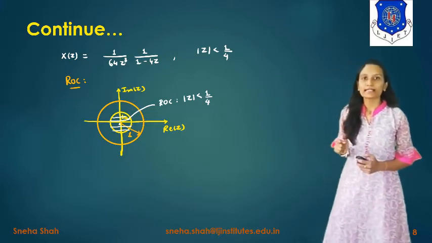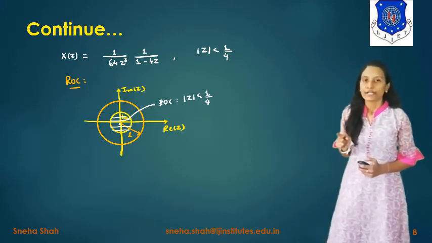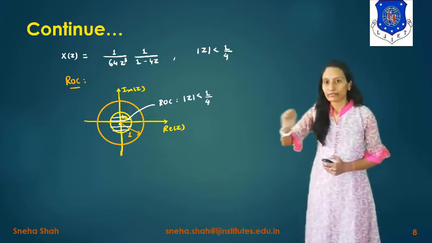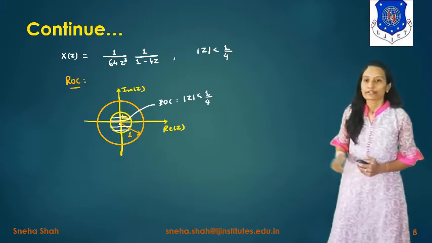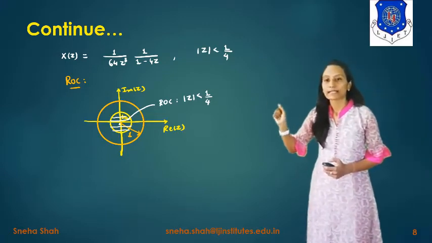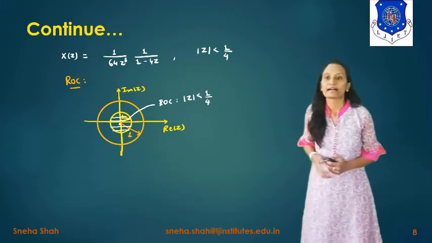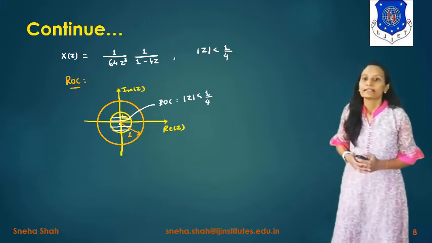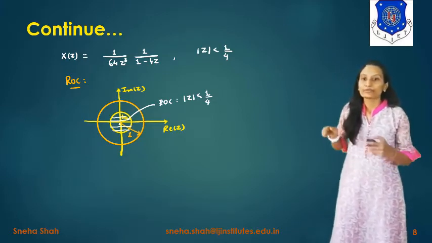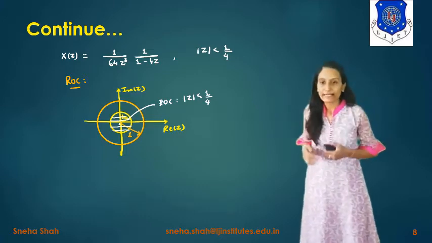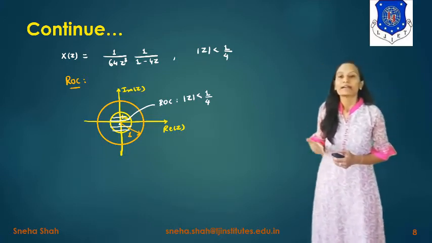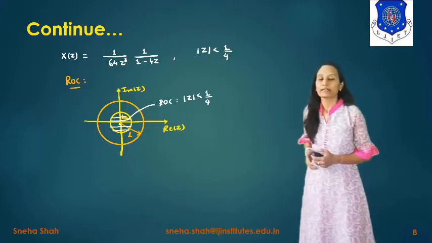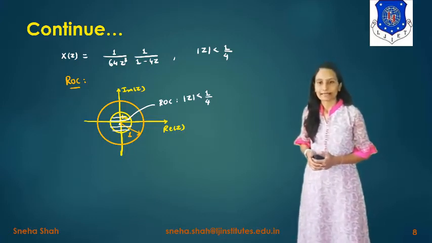The unit circle has a radius of 1, so it is greater than 1/4, and it will be outside of this 1/4 circle. So this one is the unit circle with a radius of 1. Now from this graph you can see that the ROC does not include the unit circle. The unit circle is outside the ROC. So from this we can say that the Fourier transform for this particular sequence will not exist.